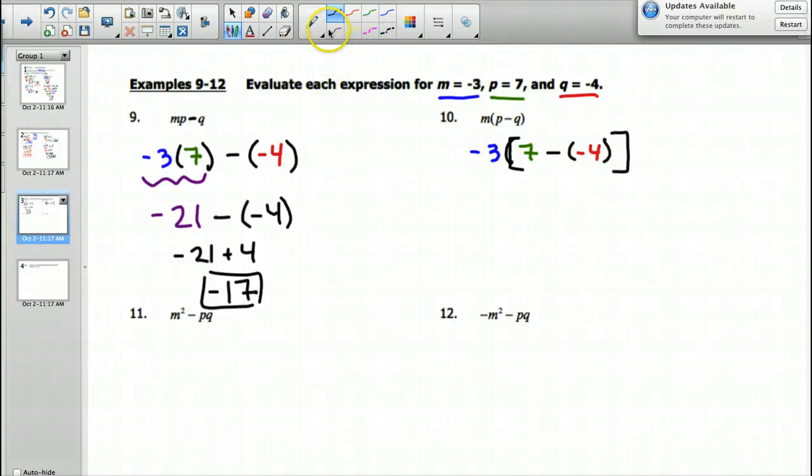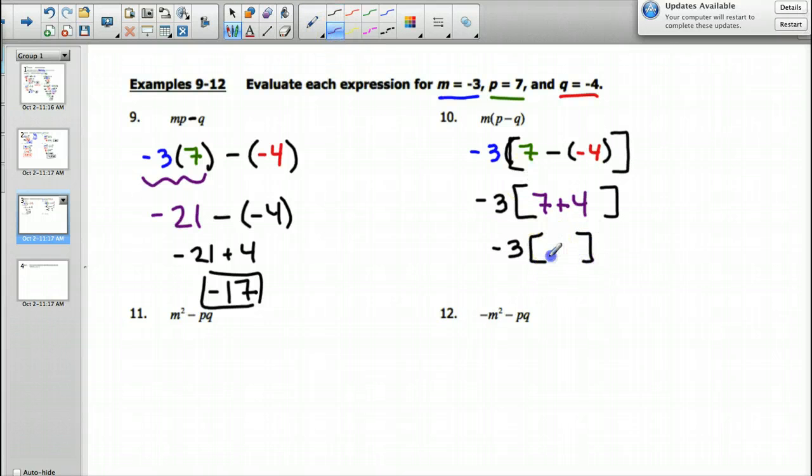So now, order of operations says I need to do what's inside my grouping symbols first. So I'm going to bring down this negative 3 here, and I'm going to do what's inside my brackets. 7 minus negative 4 is the same thing as 7 plus 4. And 7 plus 4 is 11. So this gives me negative 3 times 11. Negative 3 times 11 is negative 33.